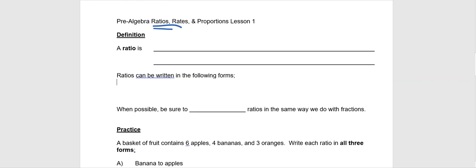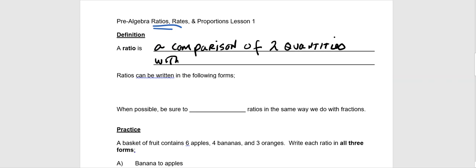So a ratio is a comparison of two quantities, and by that we mean two amounts. And this is kind of the trick to this, and we'll understand this later. So it's a comparison of two quantities with related units.